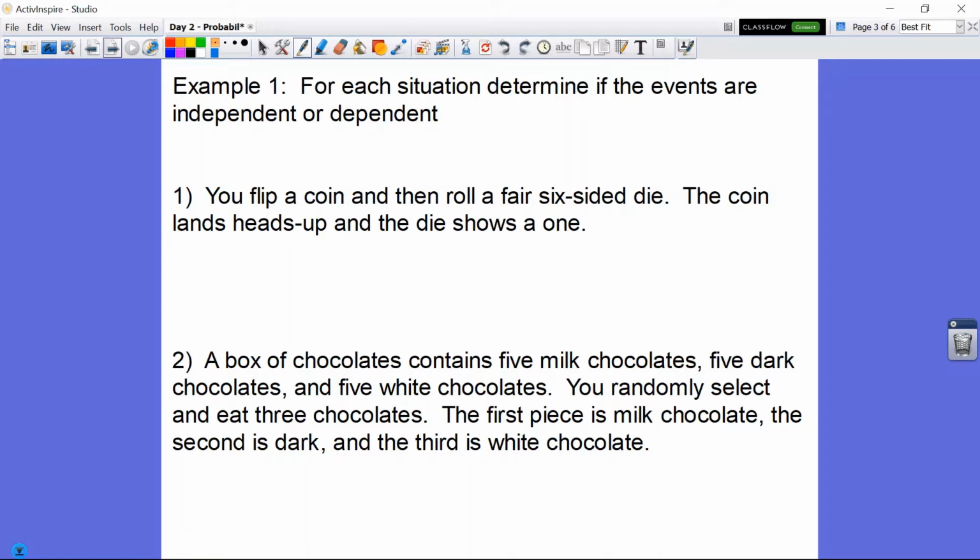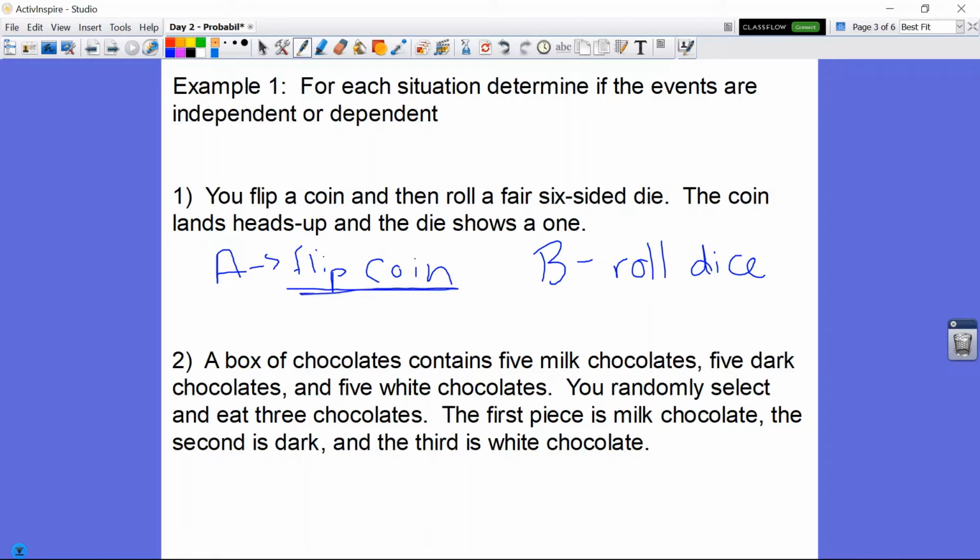For number 1, it says you flip a coin, then roll a fair 6-sided die. The coin lands heads up and the die shows a 1. So we have to think about the two events that are happening. There's event A, where you flip a coin, and then there's event B, where you roll a die. We're trying to determine: is flipping a coin going to change the probability of rolling a particular number on the die? And the answer to that is no. There's no way that flipping a coin is going to affect how the die roll happens. So these two events are independent.